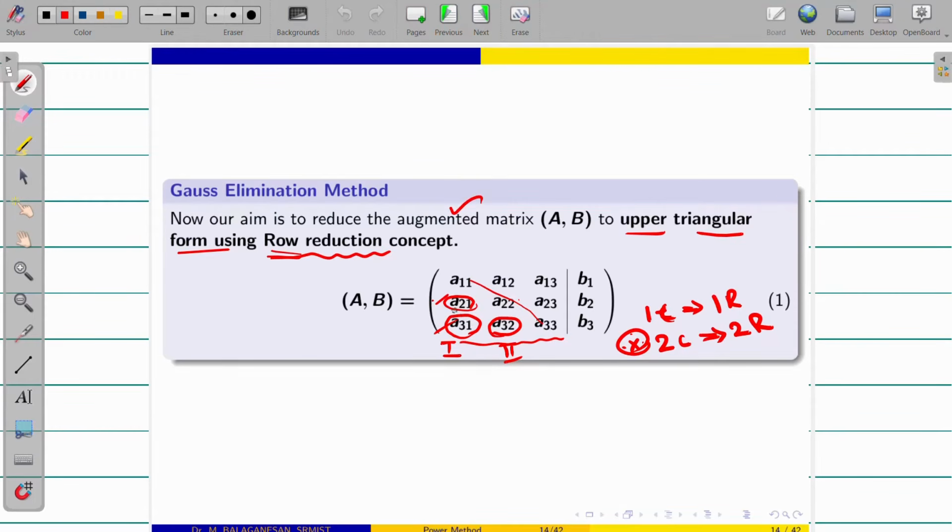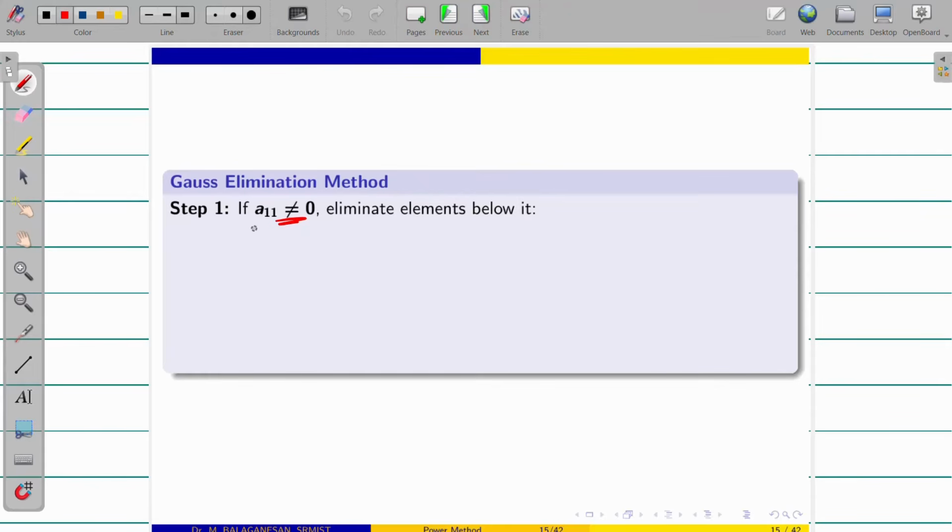As I told you already, to reduce the first column element to 0, we have to use the first row. While you are using the first row, this element should not be 0. It should be 1. If it is other than 1 also, we can easily solve it; I will tell you how in the upcoming slides. So that should not be 0. That element is what we call the pivotal element.